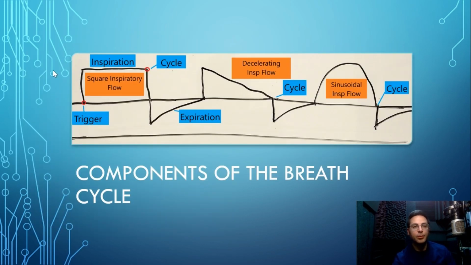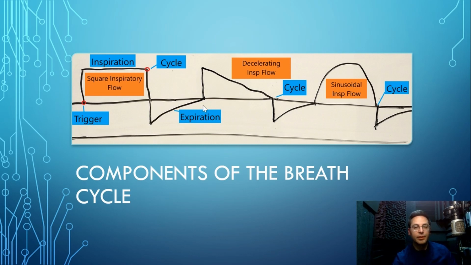So looking again at the components of the breath cycle here from the flow waveform perspective, here we have our trigger. This top portion represents our inspiration. Our cycling occurs here, and our expiration occurs here.